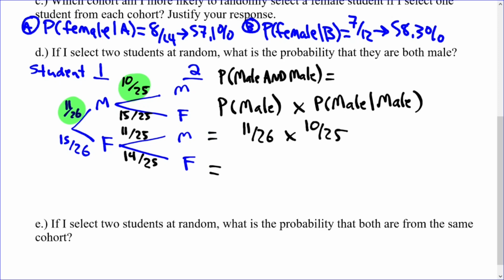And let's calculate. 11 over 26 times 10 over 25. In fraction form, that's going to give us 11 out of 65. Or if we wanted to put it in percentage, it would be 16.9%.